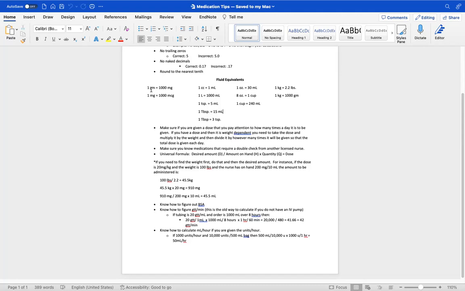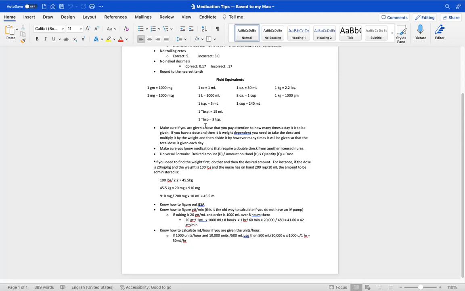1 milligram is 1,000 micrograms. So a cc and an mL are exactly the same thing. A lot of times we will see that with insulin stuff, but remember, 1 cc is equivalent to 1 mL. 1 liter is going to be 1,000 milliliters. A teaspoon is 5 mLs. 1 tablespoon is 15 mLs. 1 tablespoon is 3 teaspoons.